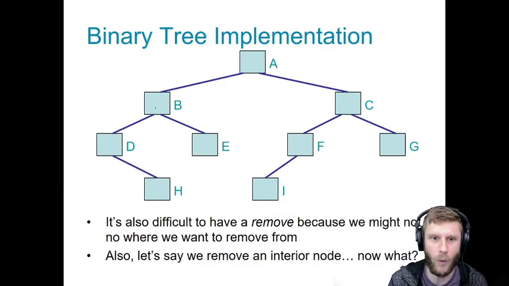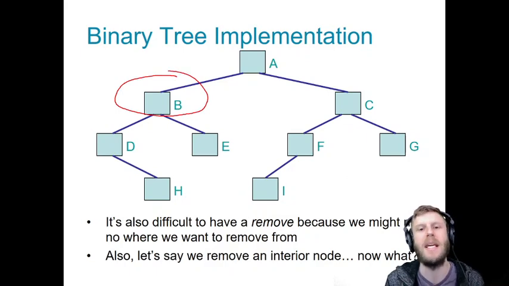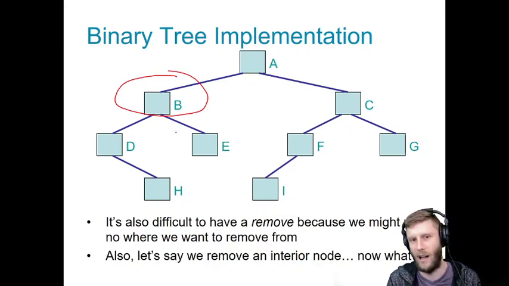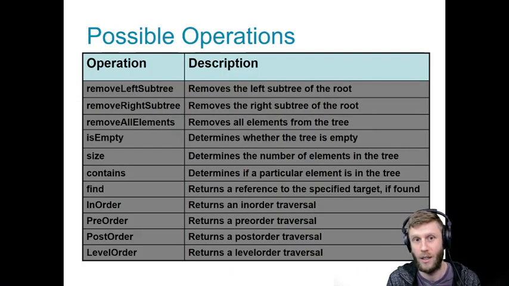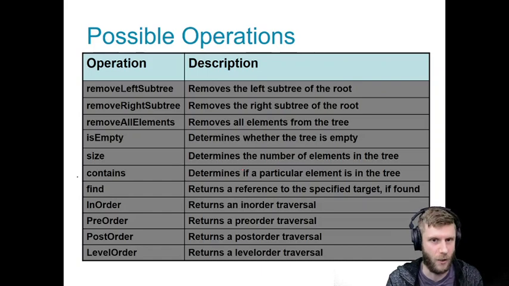But what happens if I try to say, okay, remove B? Well, now what? We just removed an interior node. A went to B and then B had 2 children. Does one of these get promoted or something to A's left child? I don't know. So there's a lot of things we might want to do.